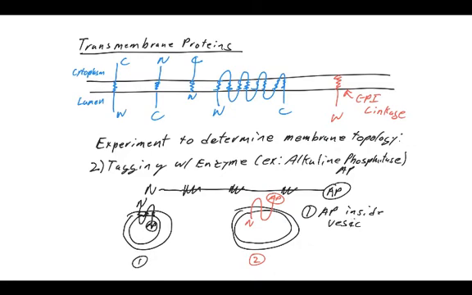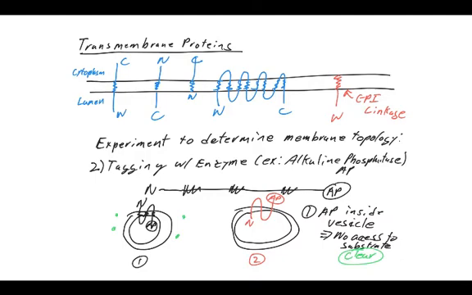So what does that mean? It means there's no access to substrate. So if the substrate's all floating around out here, alkaline phosphatase can't act on it and change it to a color. So everything remains clear. So that's scenario 1. So what happens with scenario 2?